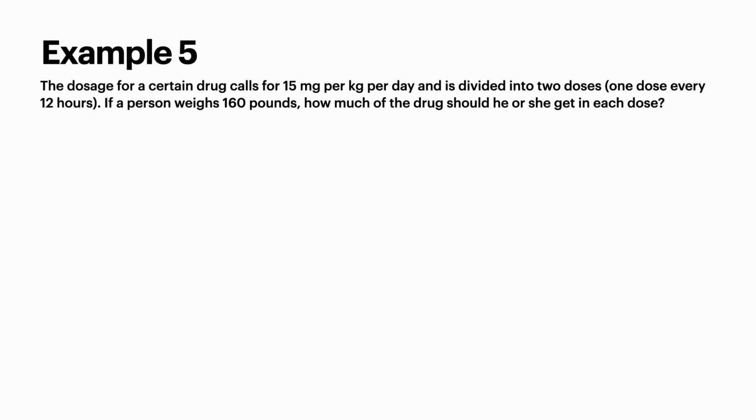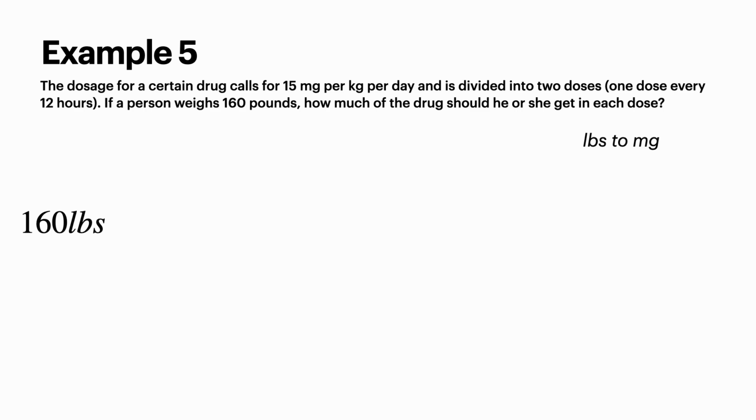Let's look at an example. The dosage of a certain drug calls for 15 milligrams per kilogram per day. It is divided into 2 doses, 1 dose every 12 hours. If a person weighs 160 pounds, how much of the drug should he or she get of each dose?